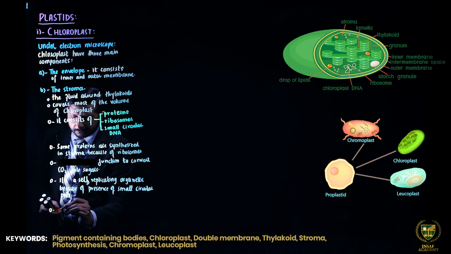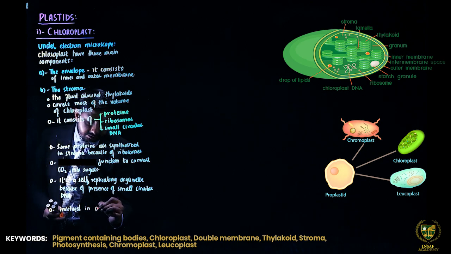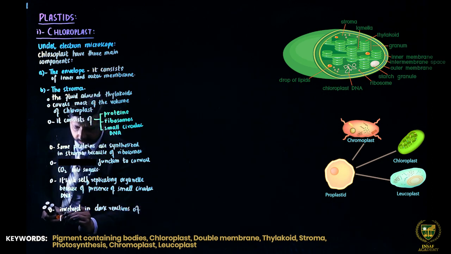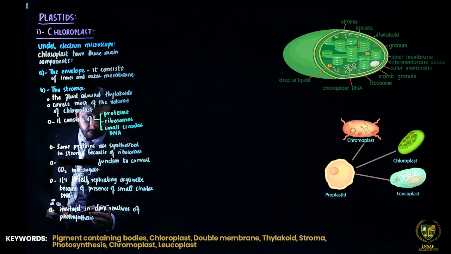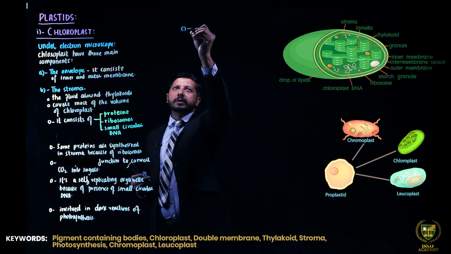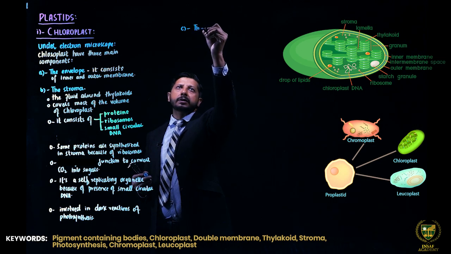And the stroma is involved in dark reactions of photosynthesis. Okay. Now, the third part, that is the thylakoids.